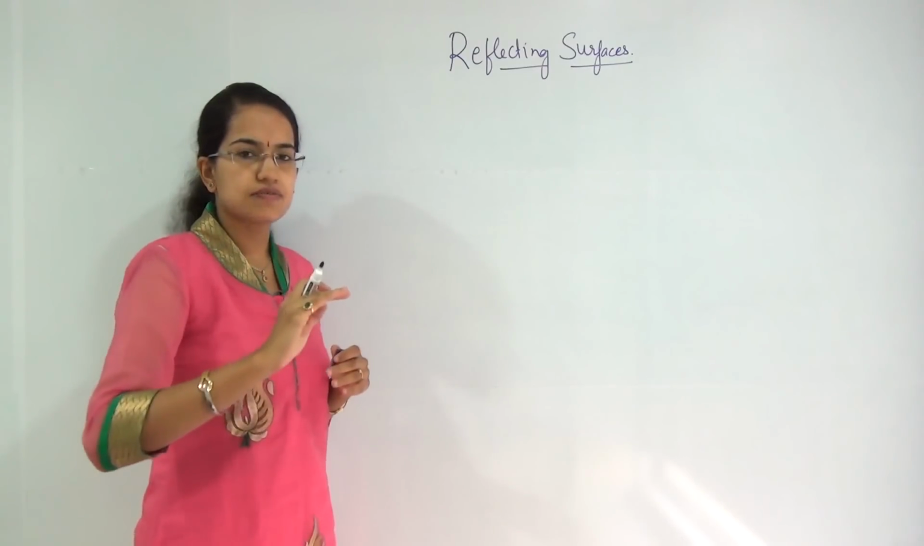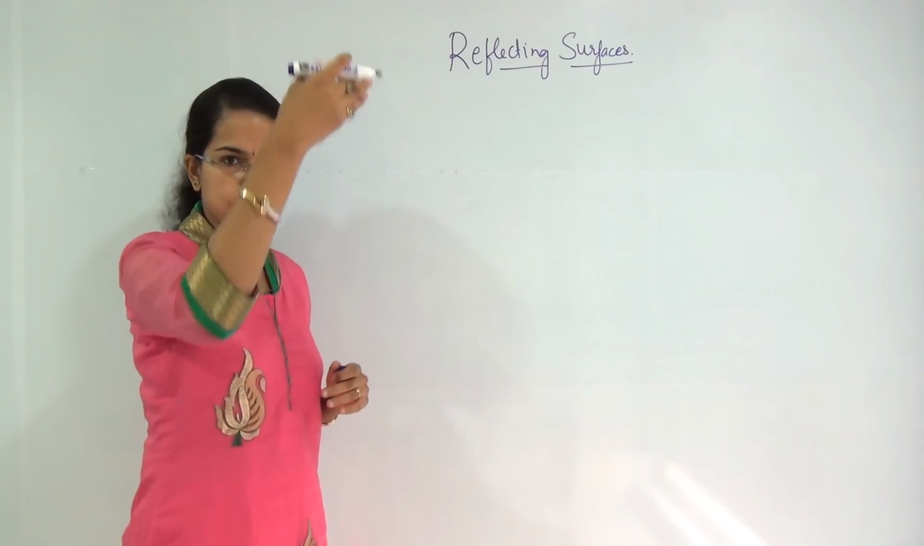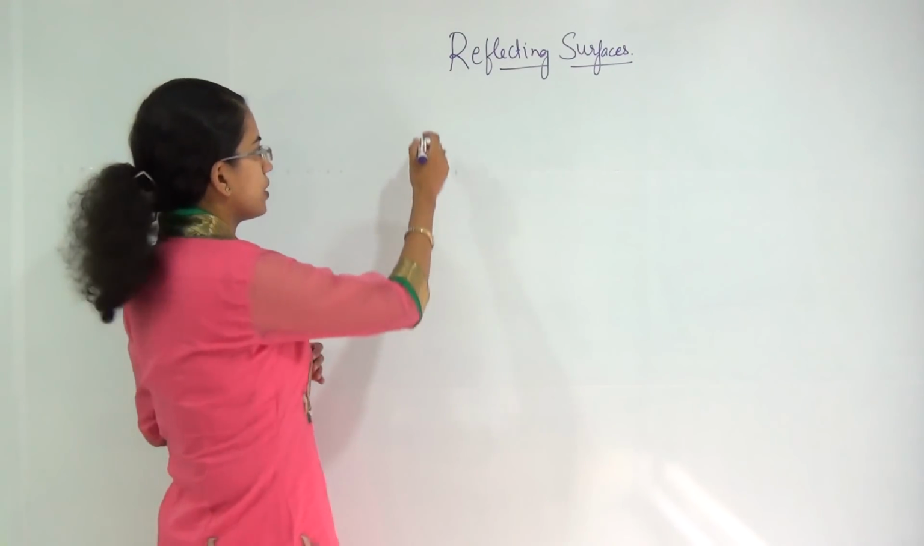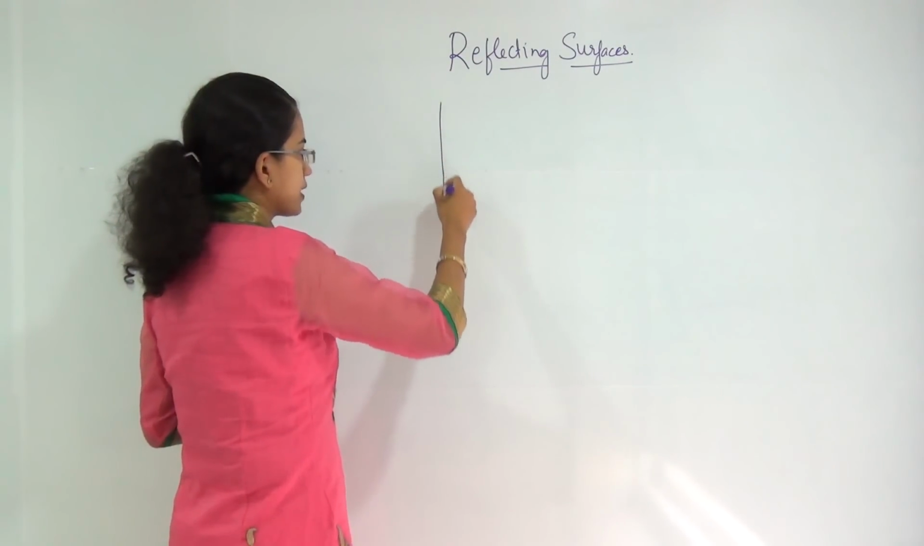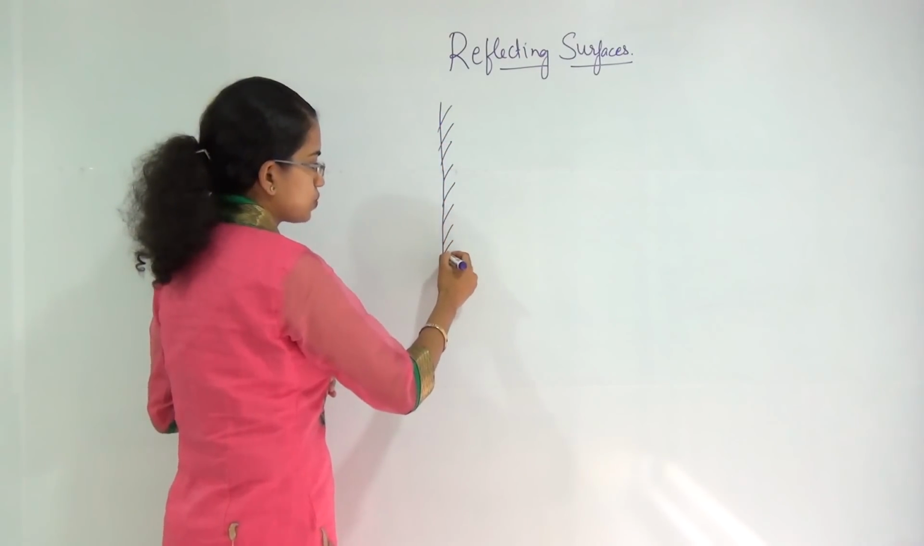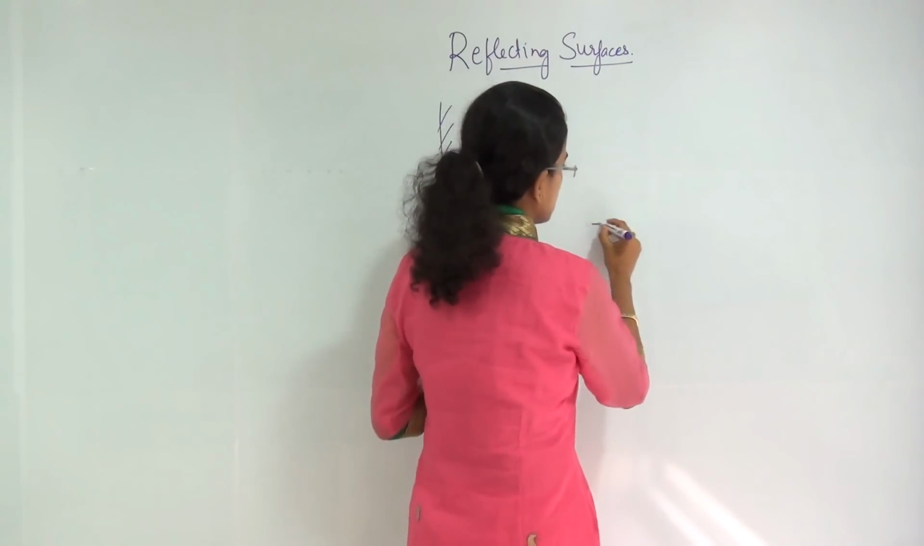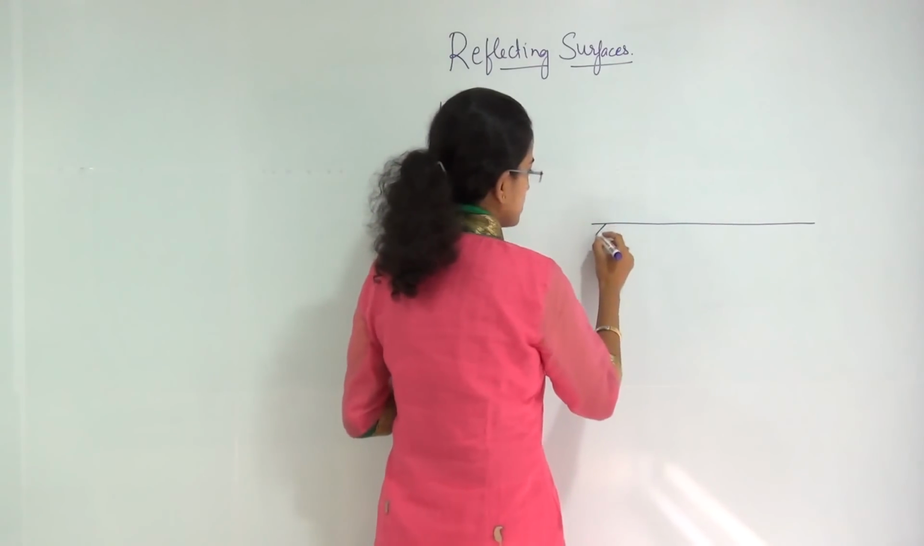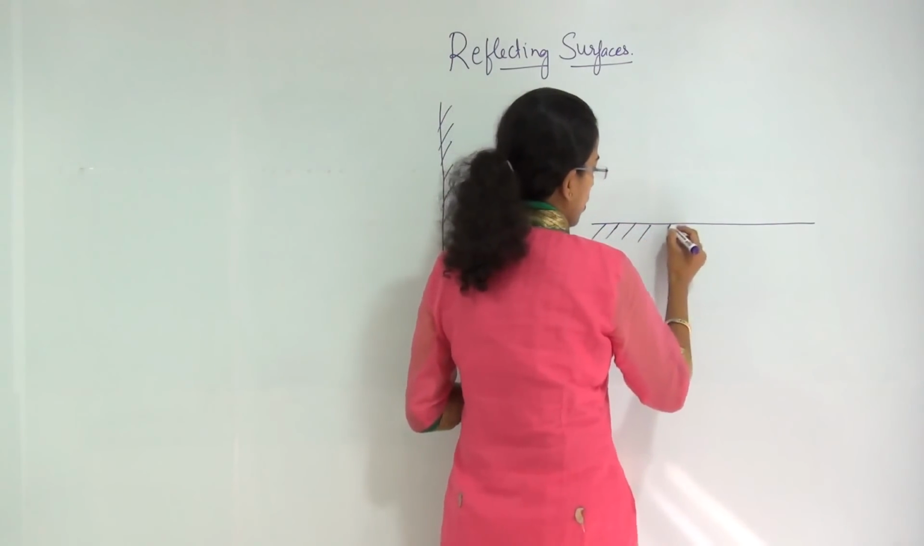Now a reflecting surface can be in any plane. It can be vertical, it can be horizontal. So I have put in two diagrams here. This is a reflecting surface which is vertical, and this is a reflecting surface which is horizontal.